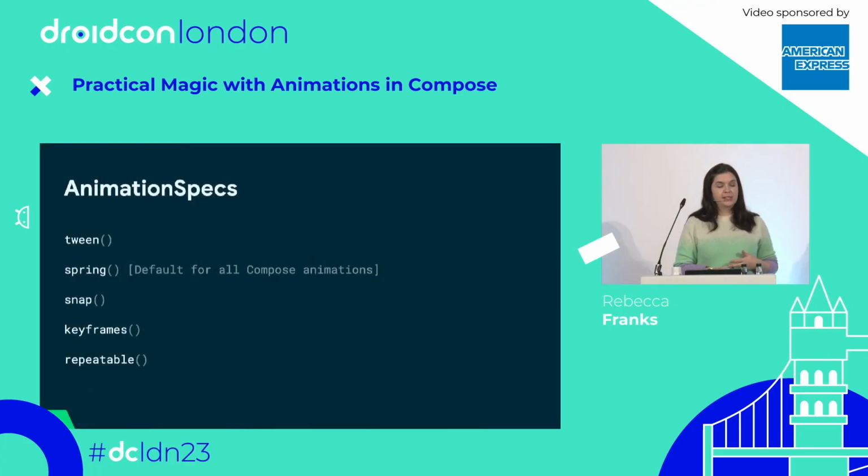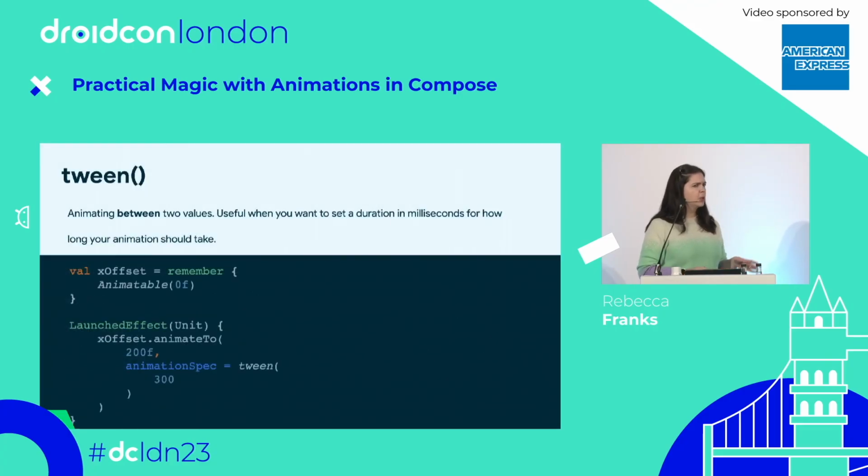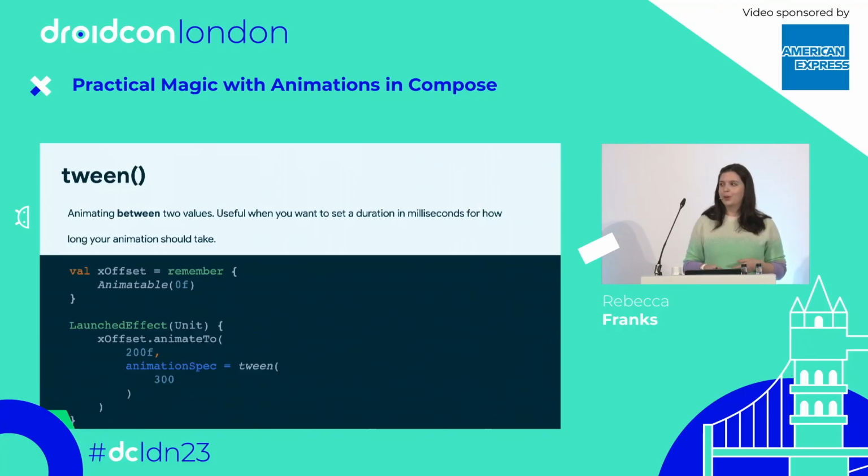The following are the animation specs that are available at the moment: tween, spring, snap, keyframes, and repeatable. The default that most Compose animations are using is a spring spec, and we'll get into why in a bit. But let's talk a little bit about tween specs. This spec allows you to specify how to animate between 2 values. Tween is just a shortened version of the word between.